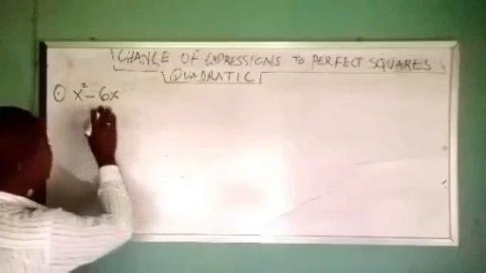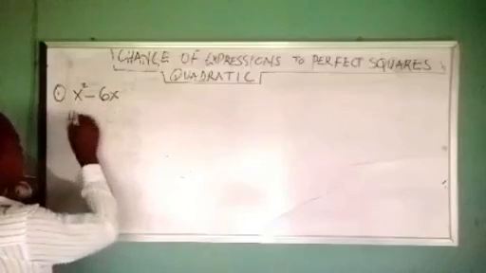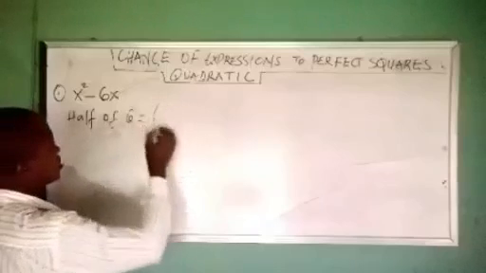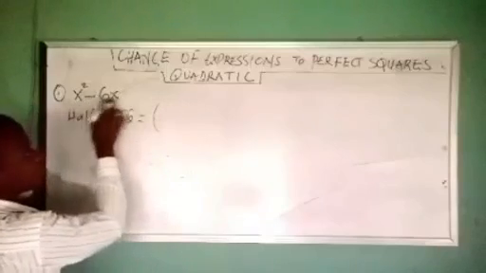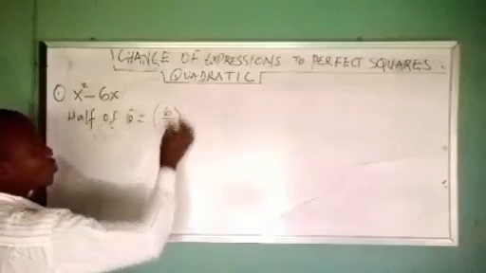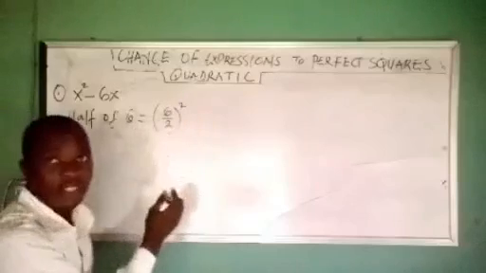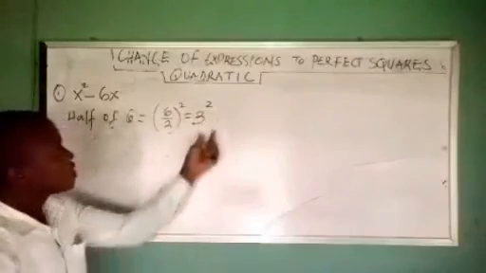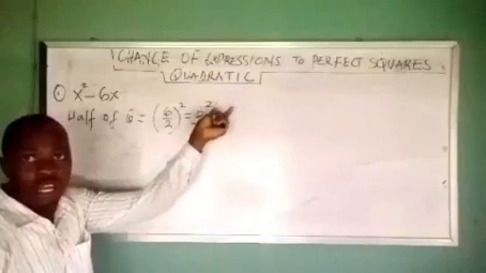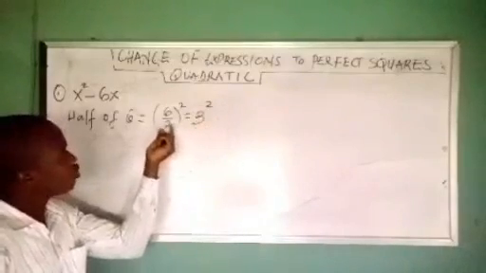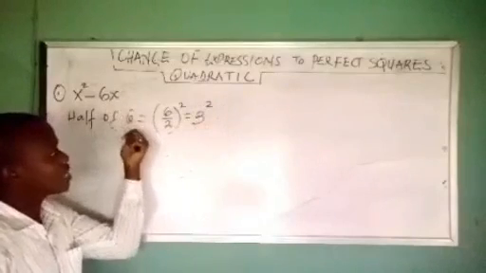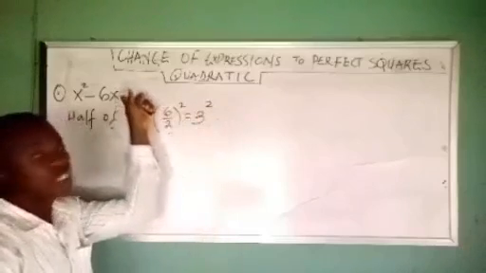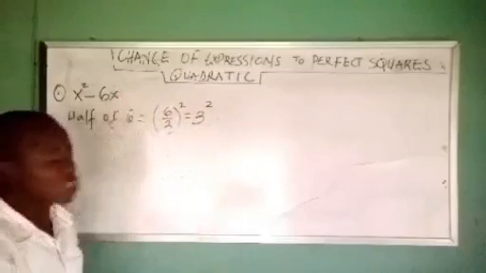So now half of 6, that is the coefficient of x, is 6 over 2, then raised to power 2. Then 6 divided by 2 is the same thing as 3 raised to power 2. So now this is the half of the coefficient, and we squared it. This is the half of the coefficient of x, which is 6, and we squared it, so we have 3 squared. So now the result, you add it to this expression.